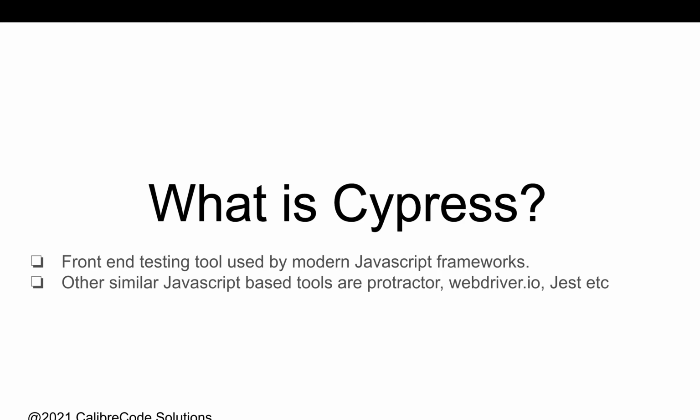Now, you know that these days most web applications are built using modern JavaScript frameworks. You could be testing a Node.js application or a React.js application, and more developers are switching towards JavaScript frameworks. So, Cypress is a front-end testing tool which is used with these JavaScript frameworks. And we have other similar JavaScript based tools in the market like Protractor, WebDriverIO, Jest, etc.